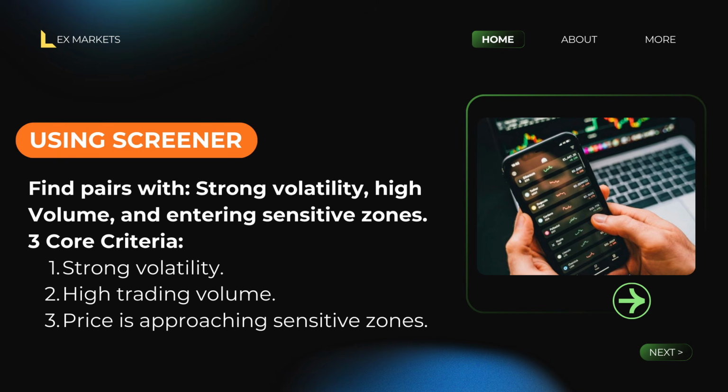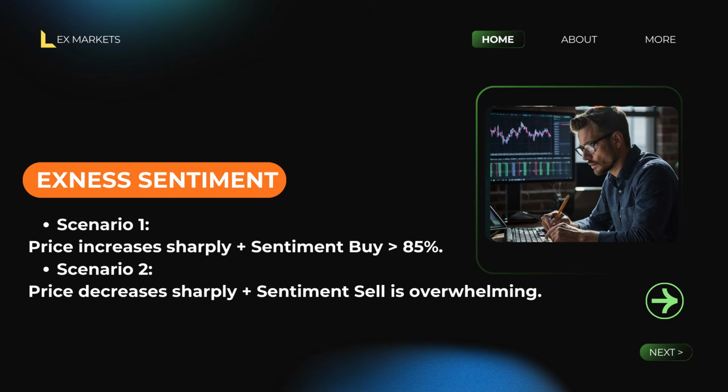When opening Screener, focus on 3 core criteria. First, high volatility, fast price movement, and real money flow in the market while avoiding low liquidity sideways pairs. Second, high trading volume with crowd participation. Sentiment at this point is important for analyzing sentiment. And third, price entering a sensitive area near support or resistance, near short-term peaks or troughs, or after a strong breakout. These are the times when retail traders are most likely to make mistakes, and this is when Exness Sentiment shows its maximum power.